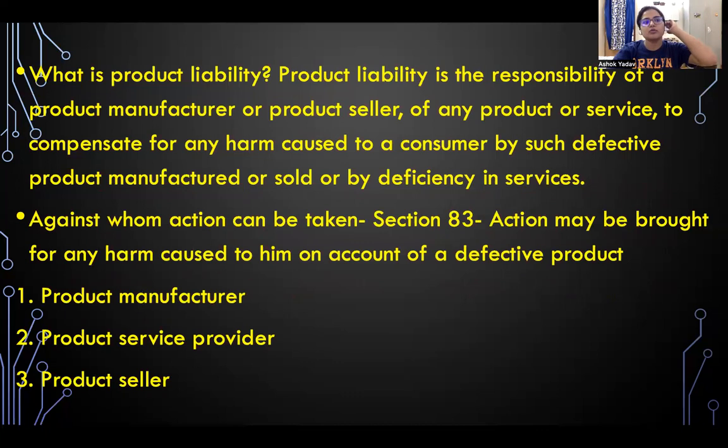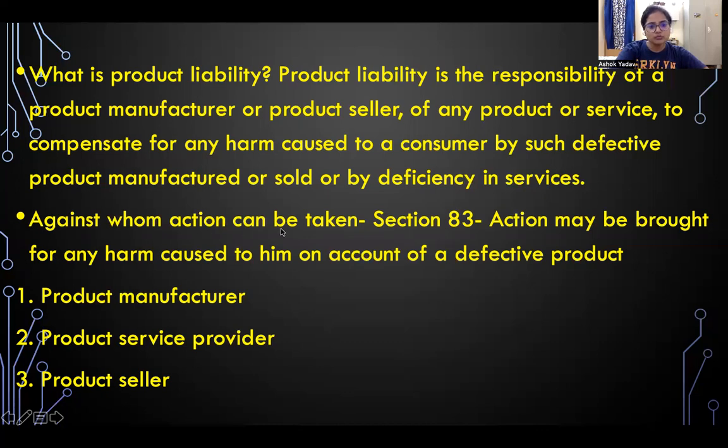Okay, now we'll be reading about product liability under Consumer Protection Act 2019, which is saying product liability is the responsibility of a product manufacturer or product seller of any product or service to compensate for any harm caused to a consumer by such defective product manufactured or sold or by deficiency in services. Right. So product liability is basically about the liability of the product manufacturer, product service provider, or product seller. Here they're talking about the liability of those who sell any product or services which are faulty, right? Which are defective in nature, to compensate for any harm caused to the consumer, right?